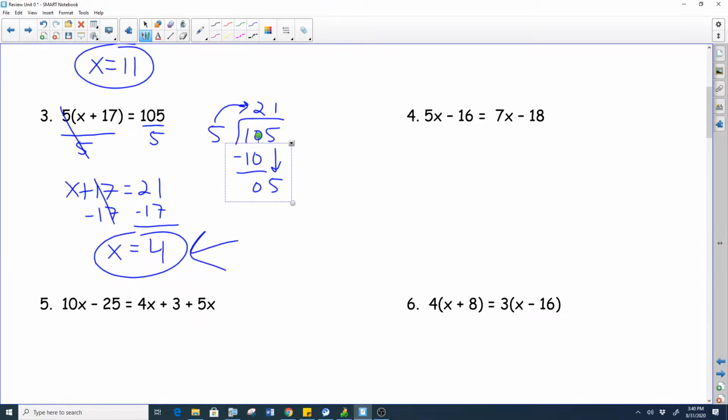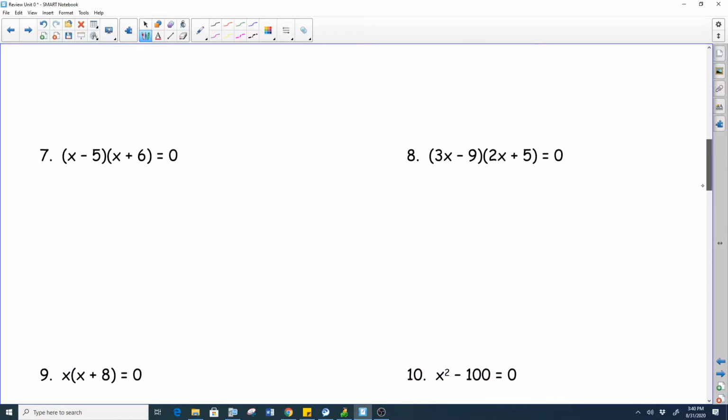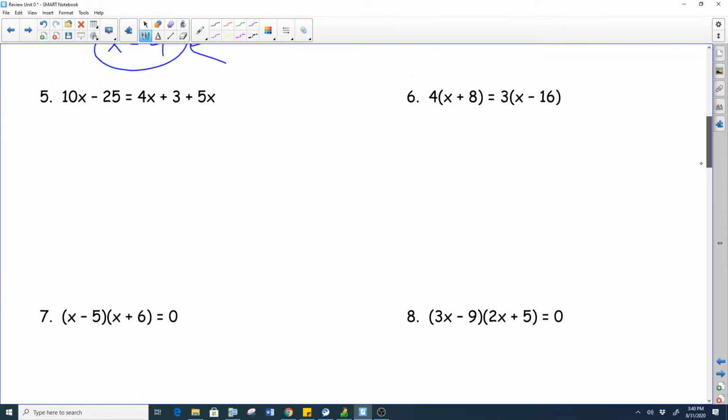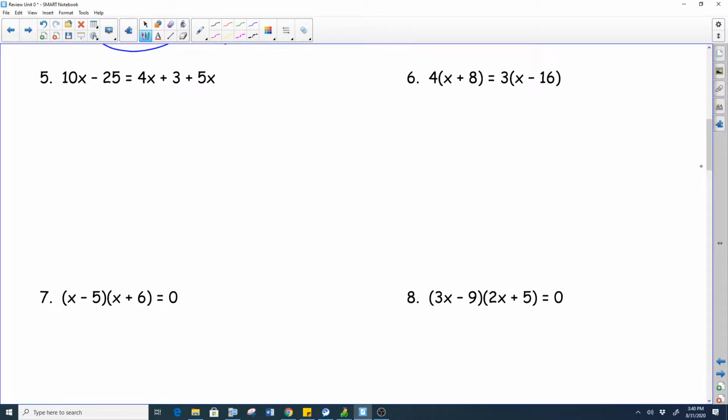Beautiful. Okay, so we'll skip around and help you on a few more here. So we're trying to solve for x, right? Trying to solve for x. So let's look at 6. 6 looks kind of tough. So remember, we're trying to solve for x now. So what would we need to do with number 6?